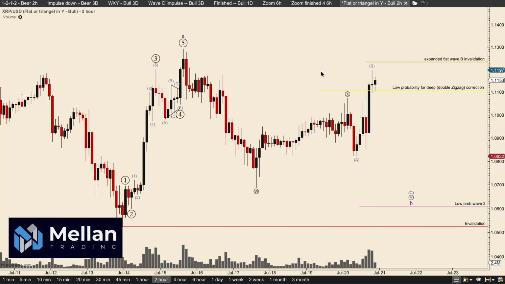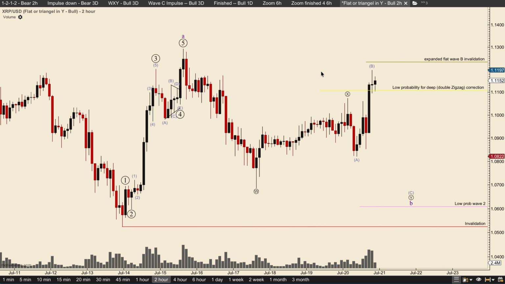Hello, here are my counts for XRP on a 2-hour chart. So the bullish scenarios are as follows. So 1, 2, 1, 2, 3, 4, 5, 3, 4, 5 in a wave A or 1.